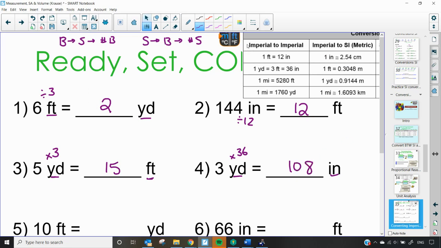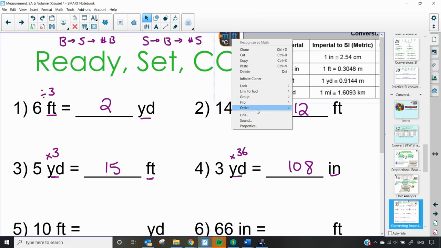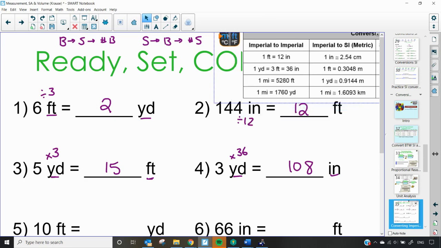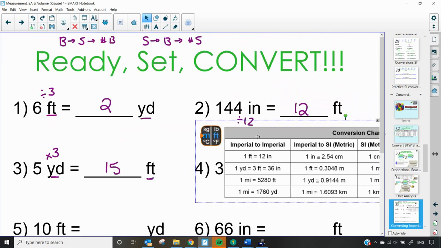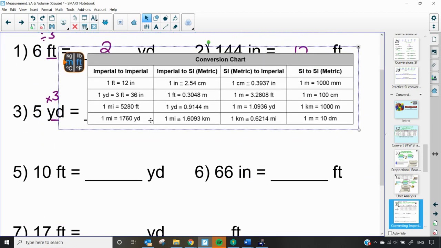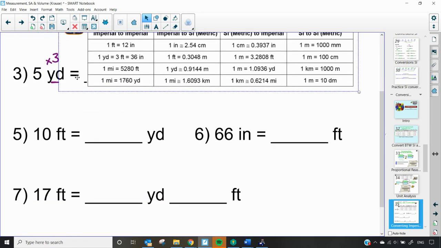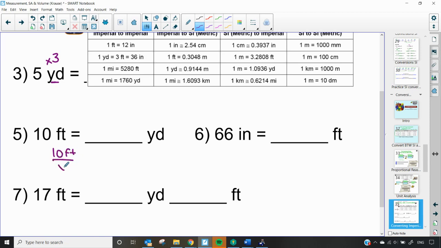Now, if that method isn't working for you, we can use the unit analysis or the proportional reasoning. So moving on to the next examples. For these examples here, I'm going to use proportional reasoning. So for the first question here, I have 10 feet converting to yards. So I have 10 feet, X amount of yards.